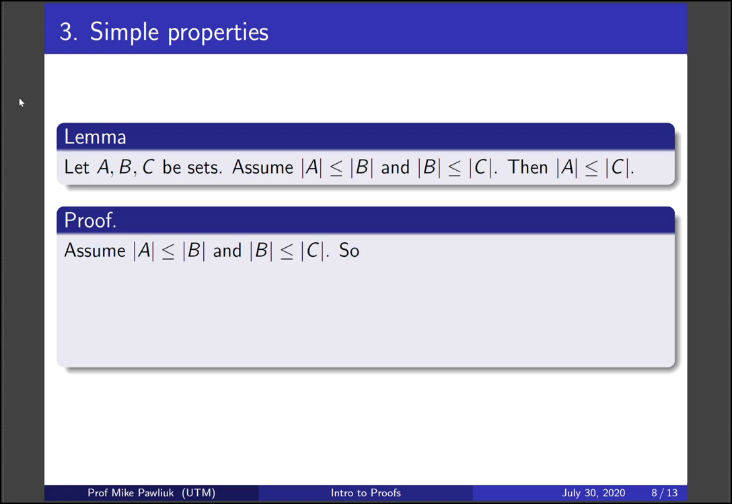What's the definition of these two things? The definition is there are injections from A to B and an injection from B to C. That's the definition. And now our goal is to create an injection from A to C. So how do we get an injection from A to C built out of these two things? Well, first apply F, then apply G. So we'll use a composition.